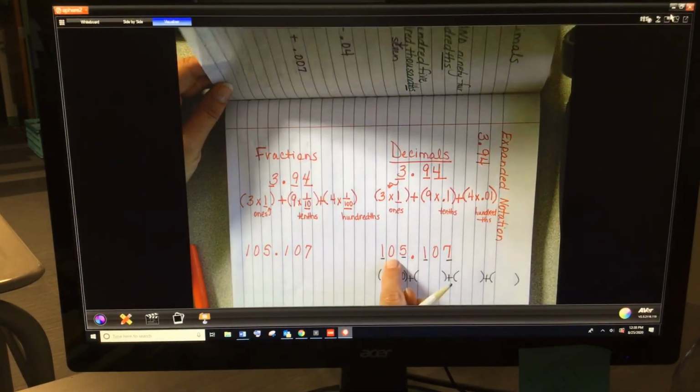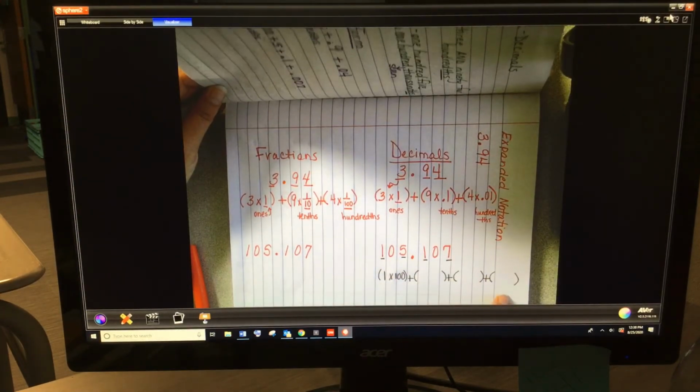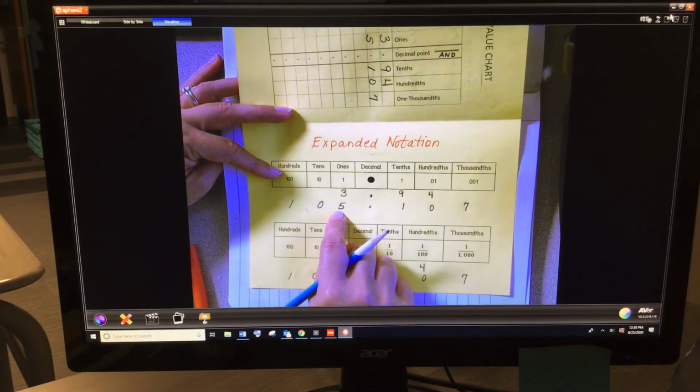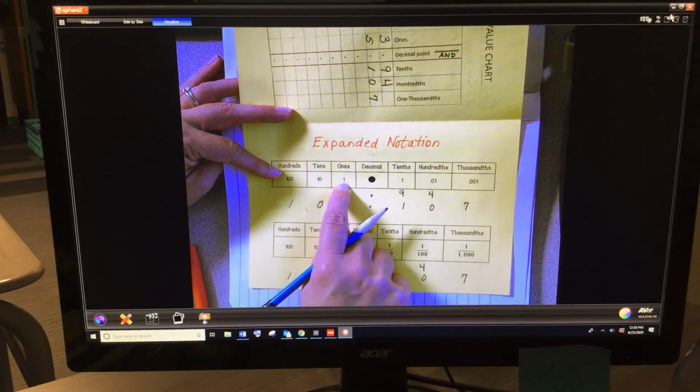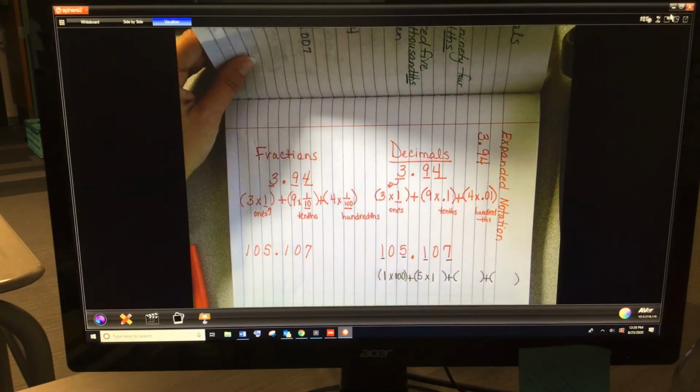Okay, 0 is important, but it doesn't have anything that we're going to use in our expanded notation. So we're at the 5. What place value is the 5 in? It's in the 1s. So we have 5 times 1 because it's in the 1s place.